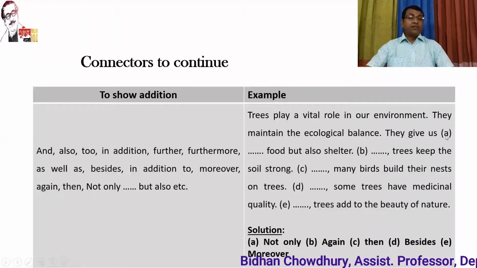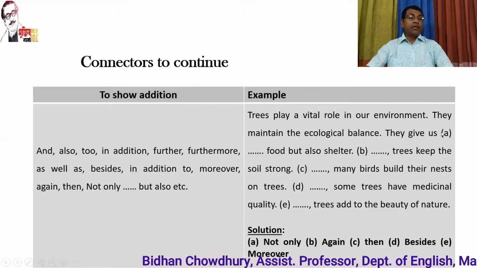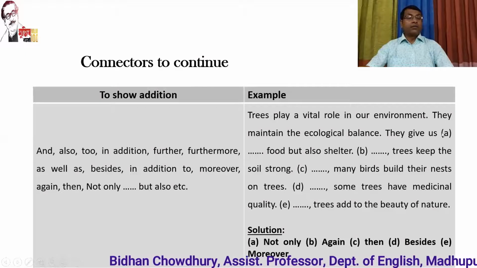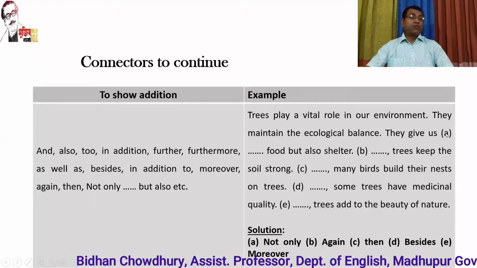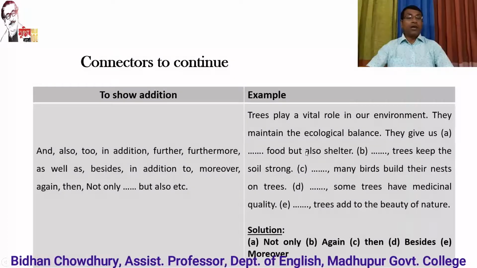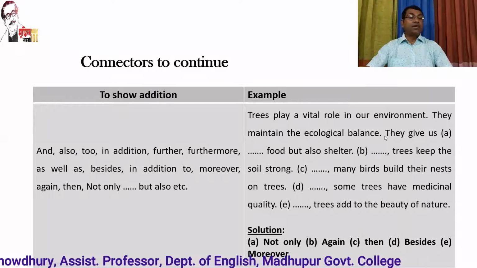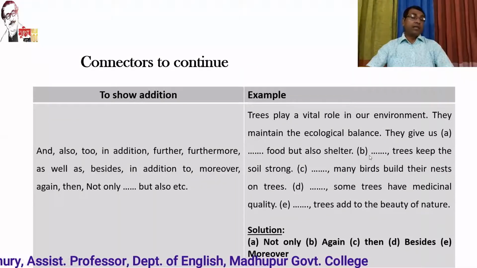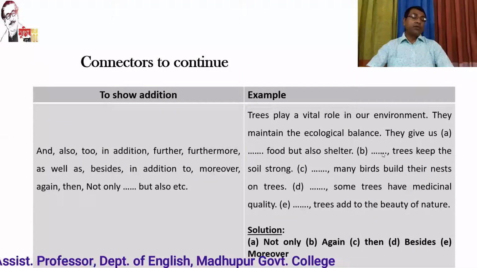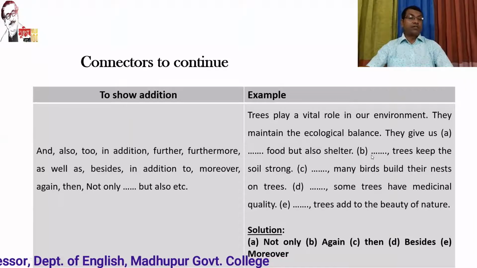They give us dash food but also shelter. Then in question number A, gap number A, we find a connector. We are asked to use a connector within a sentence. It is not at the very beginning of a sentence. But in number B, we are asked to use a connector at the very beginning of the sentence.